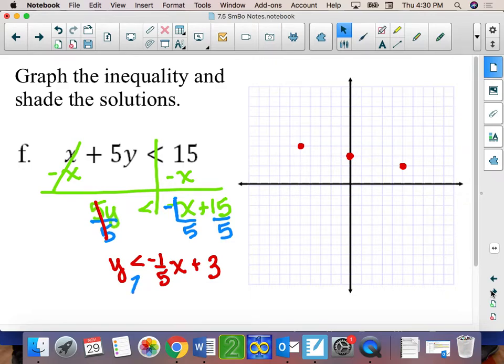Before we graph it, we need to pay attention. There's no equal to part. So we're going to be graphing a dashed line. And then this is a less than symbol. So we're going to shade below the line. So we're going to get ready to graph our line here.